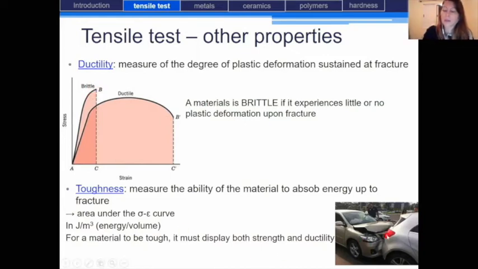And so in some applications, like in a car, the front part should not be brittle. It should be ductile and have a high strength. So it should have a high toughness in order to absorb a high energy up to fracture. And so you can see that in that case, it is plastically deformed. And so we say that in this application, we needed a tough material.